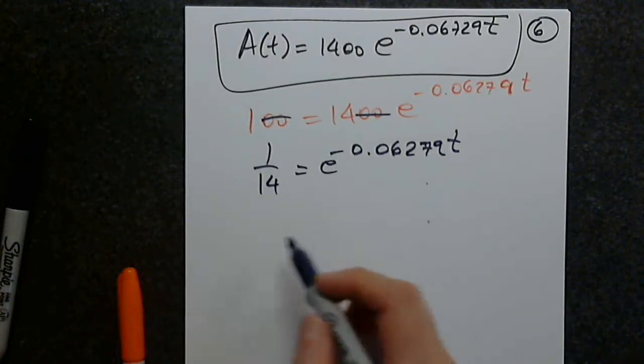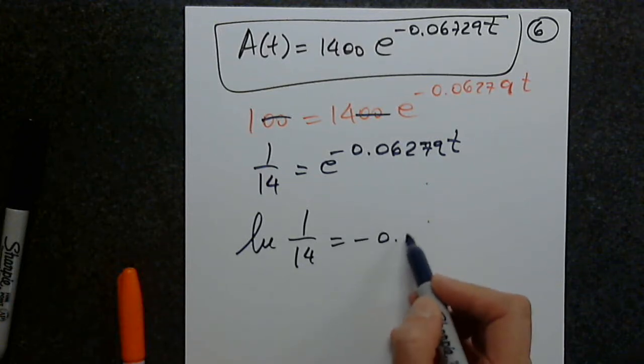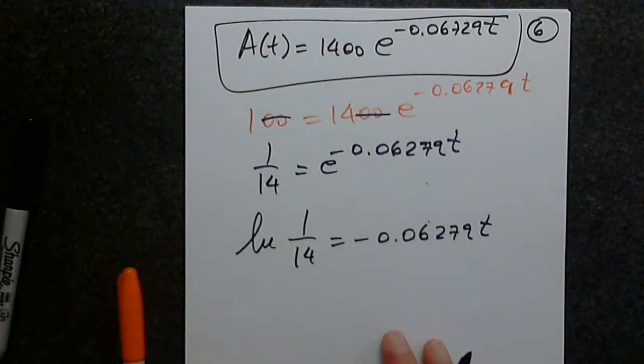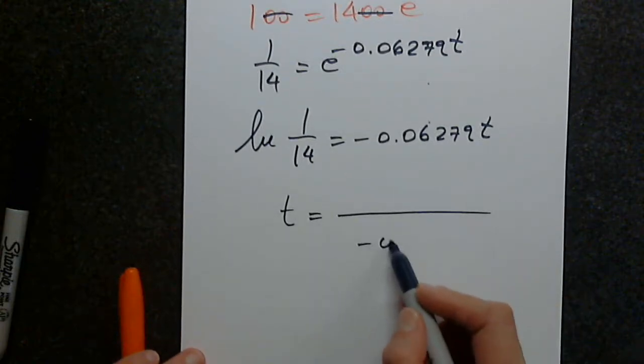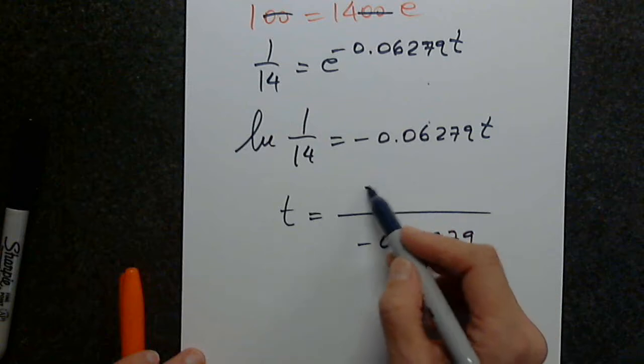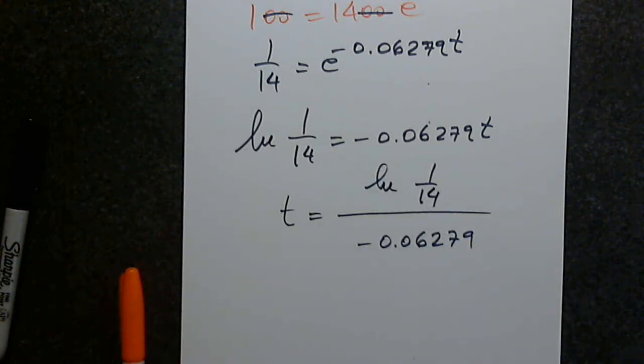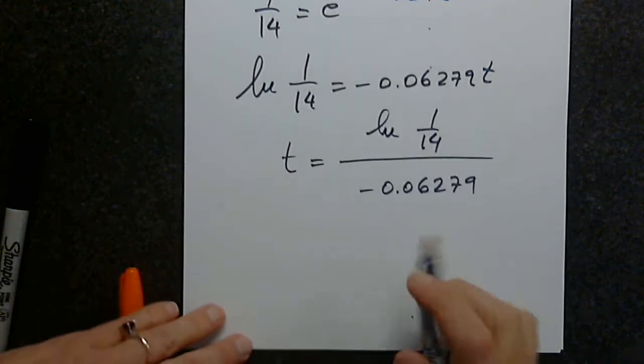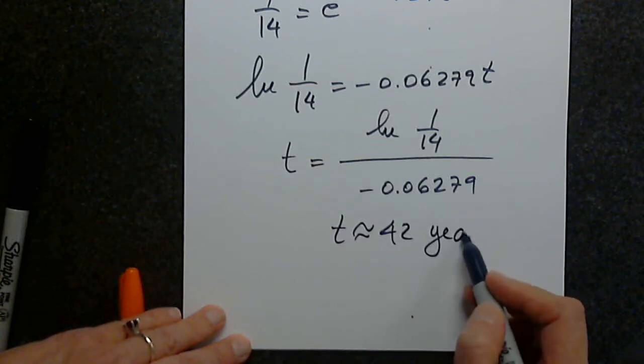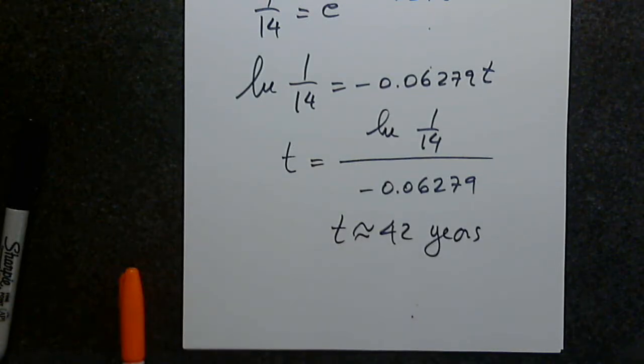So of course, I will divide, e to negative 0.06279 t. And then natural log of 1 over 14 equals negative 0.06279 t. How many? 42 years. So we should get on it and train other people to help the species recover. Very good. So this is an example of exponential decay.